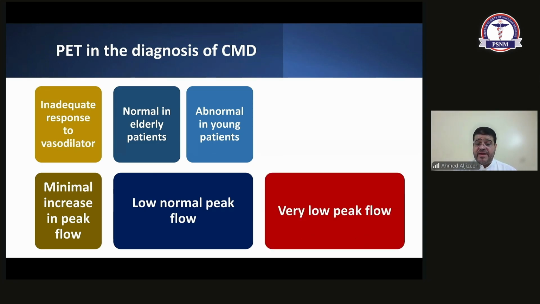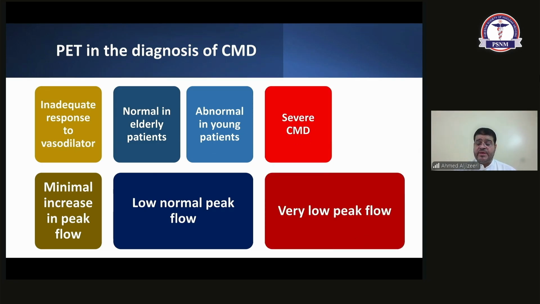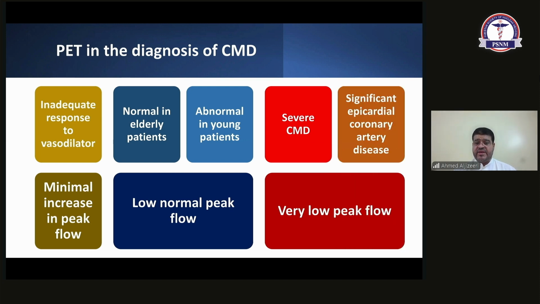And then in very low peak flow, one has to be thinking of severe coronary microvascular dysfunction or significant epicardial coronary artery disease. When I'm talking about very low peak flow, we're talking about a ratio of less than 1.5, in which there is a 56% chance of having significant coronary artery disease. Therefore, it is prudent sometimes to rule out significant coronary artery disease with anatomical evaluation before we can differentiate between these two types.